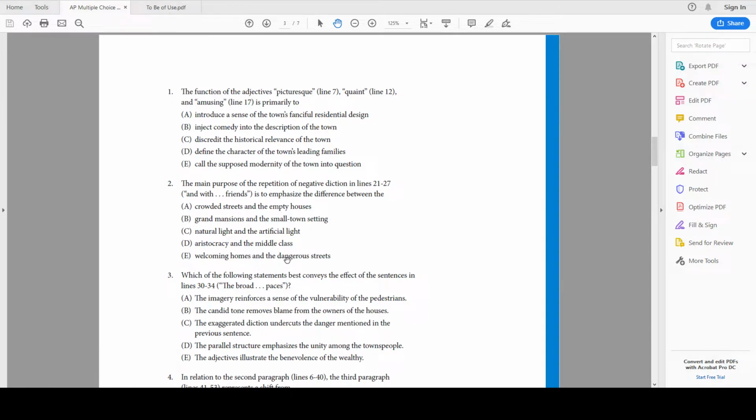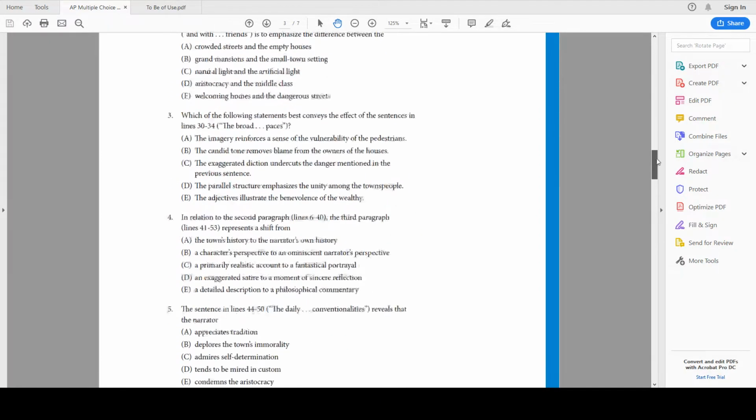E, welcoming homes and the dangerous streets. Nothing about the homes has been said to be welcoming yet. So, aristocracy and the middle class is the answer which is most clearly supported by the text itself.